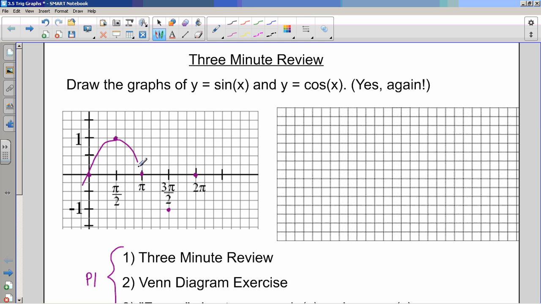Okay, and we try to make these nice, smooth curves, no teeth, shouldn't look like teeth, nice, smooth curves, and this is y equals sine x.